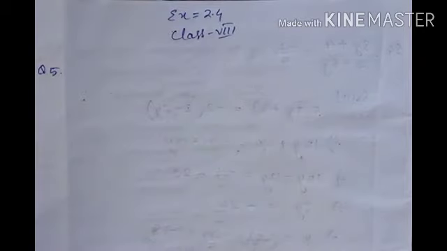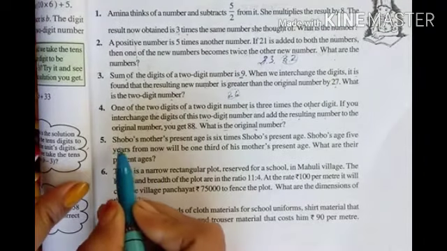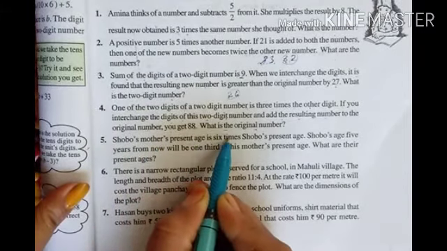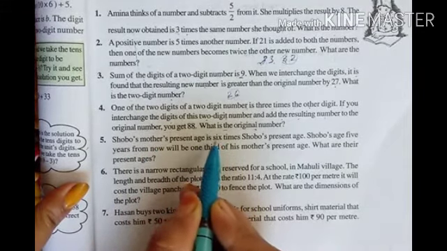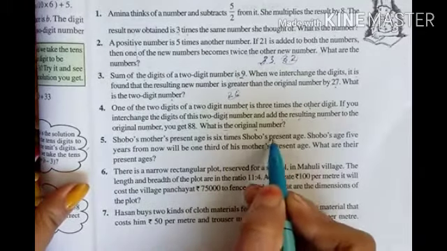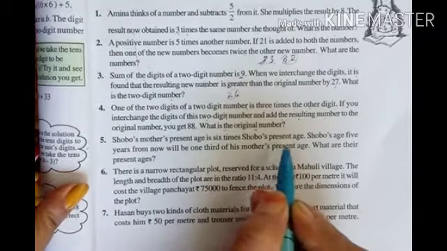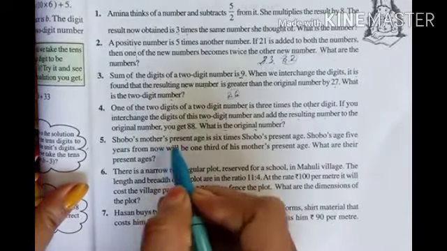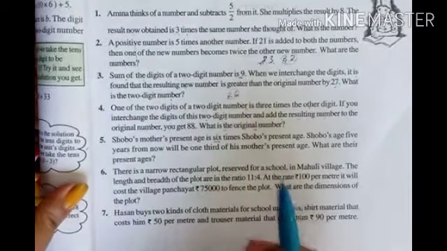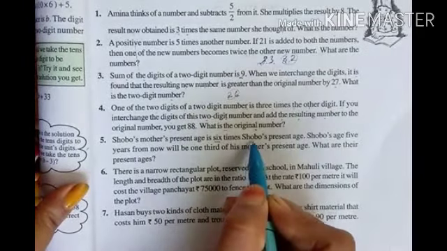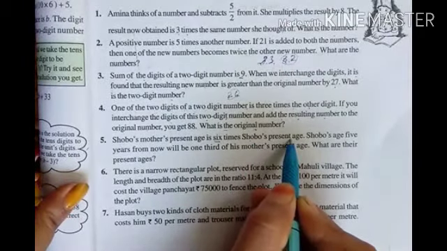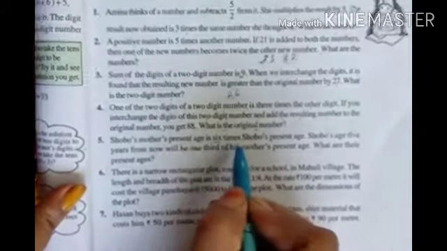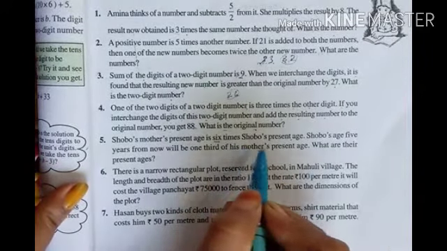Question number 5. Subho's mother's present age is 6 times Subho's present age. Times means what? Multiply. Okay, 6 times Subho's present age. What will be Subho's present age? With that, her mother's age will be multiplied with 6. Suppose Subho's present age is x, then the mother's age will become 6x. Okay, 6 times means 6 multiplied with x.